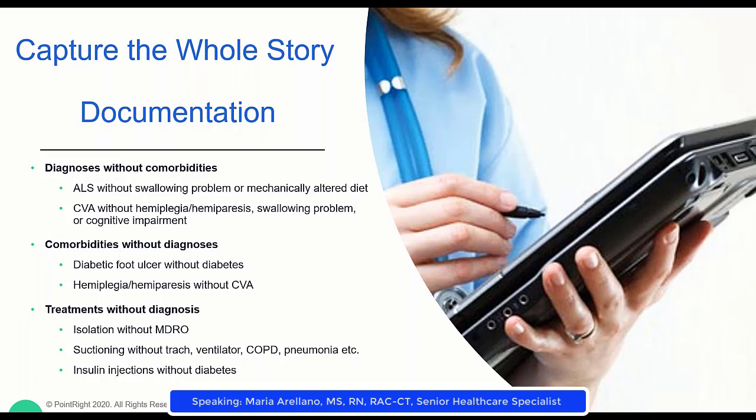And then flipping that around. Perhaps you have a comorbidity, but you don't have the diagnosis. You'd be surprised how many times we see this in our data integrity audit. That's one of the algorithms that we put every MDS through: looking for where you have the comorbidity, but you don't have the diagnosis. So, diabetic foot ulcer without diabetes, not likely; hemiplegia or hemiparesis without a CVA or other likely diagnoses. Again, there certainly can be other reasons for it, but this cues you into those common scenarios.